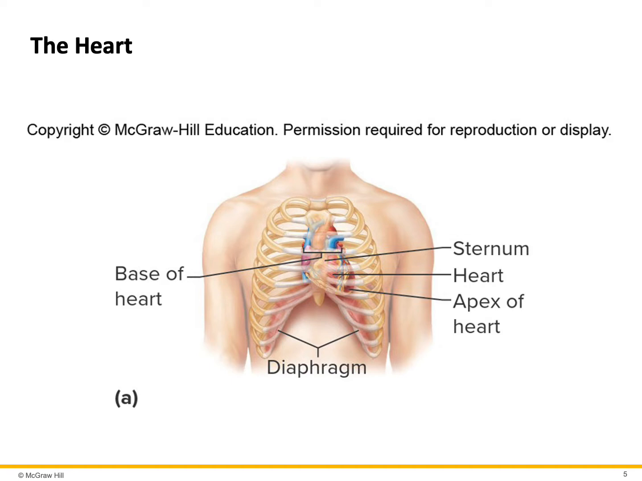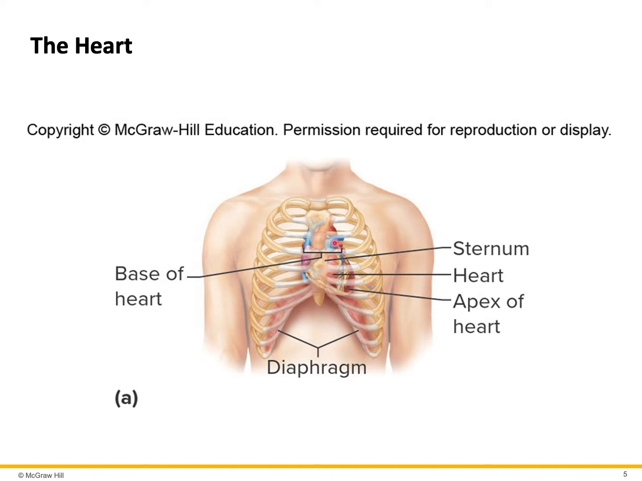First, let's talk about the heart. So the heart is a muscular organ which acts as a pump to transport blood to different parts of the body. The heart is located in the thoracic cavity, and to be specific, it's located in the mediastinum. The mediastinum is the space between the two lungs. So in the chest, we have the right lung and the left lung. And then between the two lungs, we have a space. That space is called the mediastinum. There you will find the heart.